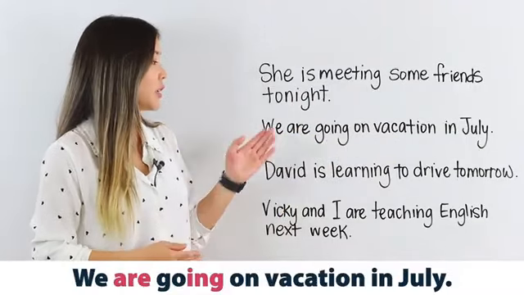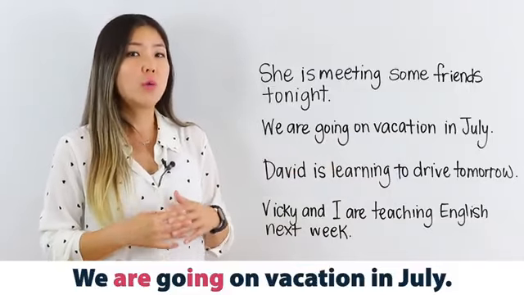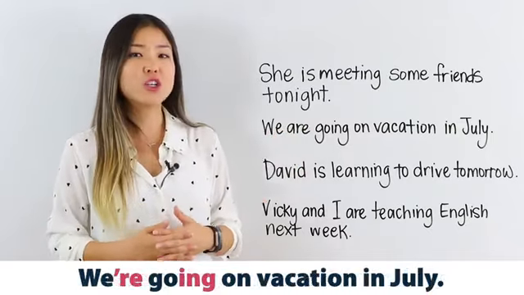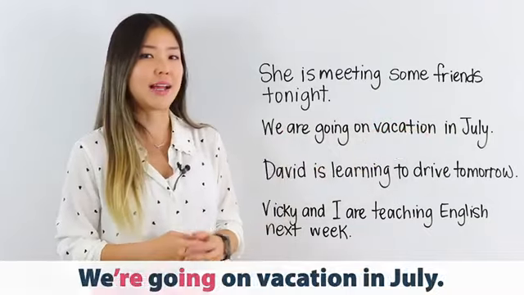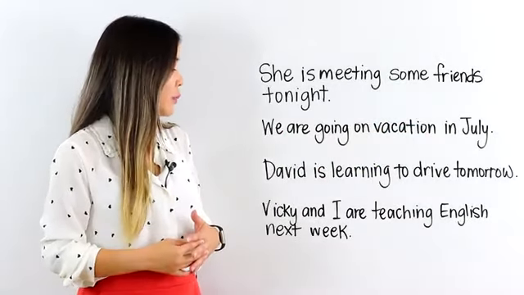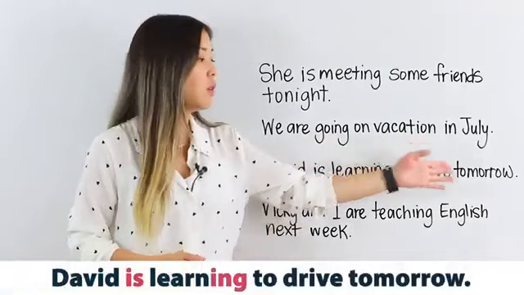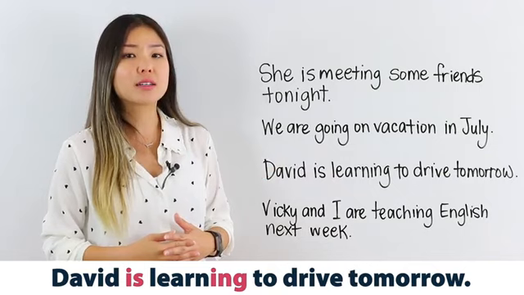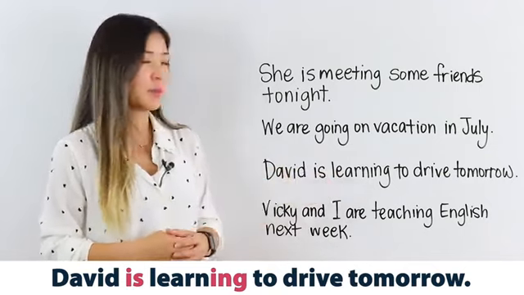The next example says, we are going on vacation in July. The subject here is we, therefore we use the be verb are. We can also use a contraction and say, we're going on vacation in July. Again, another near future plan. The next example says, David is learning to drive tomorrow. Tomorrow is the near future. David is the subject. David is a he, so we use is.